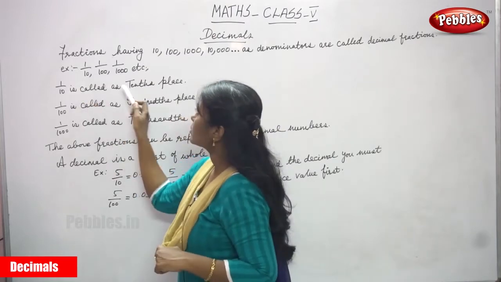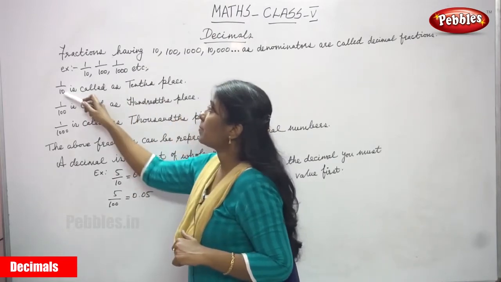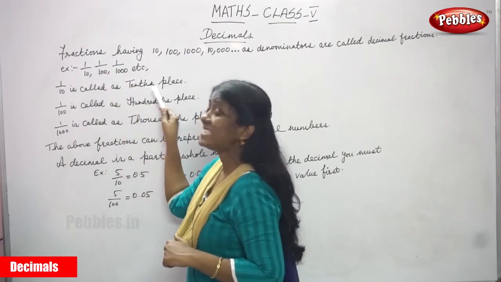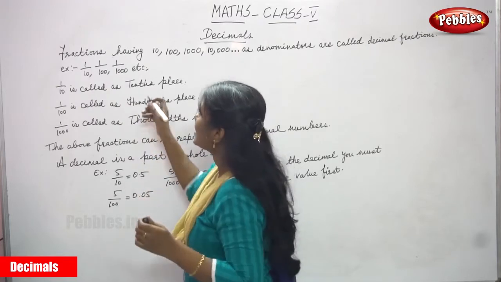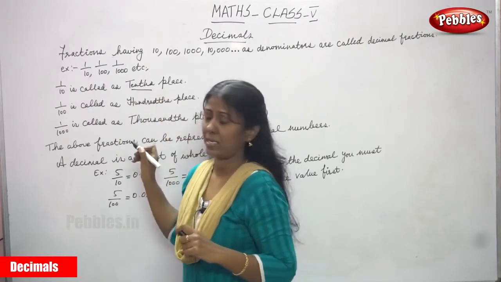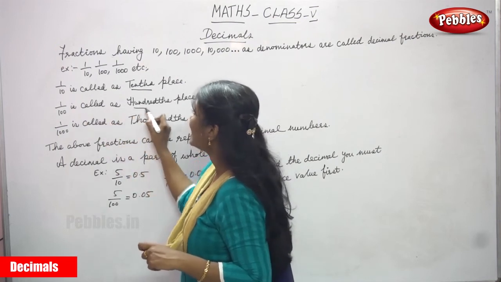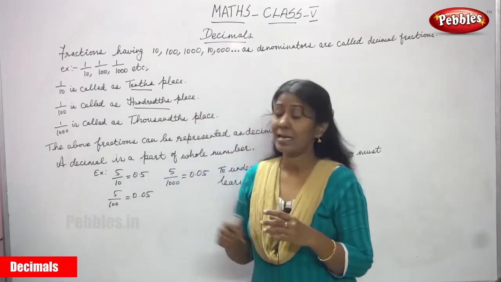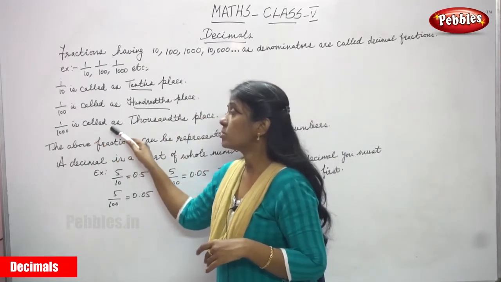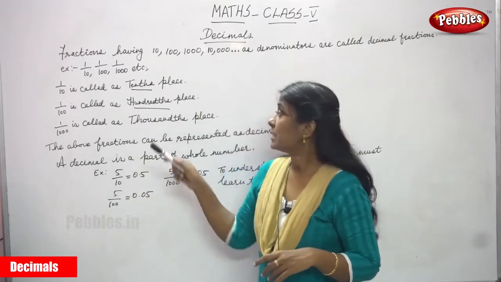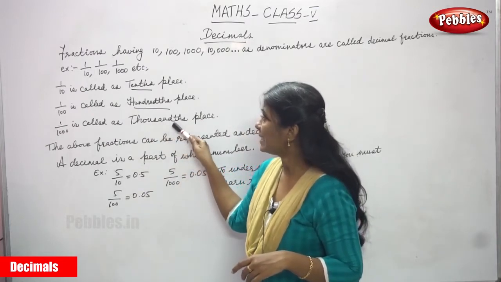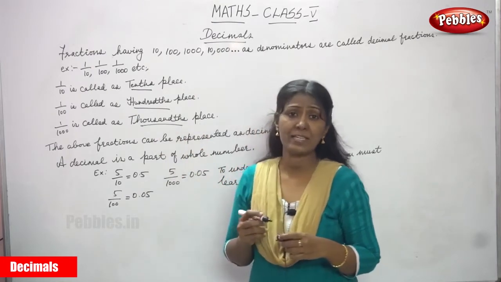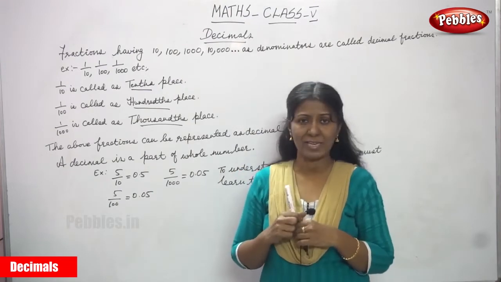Next, 1 by 10 is called the tenths place. T-E-N-T-H-S, tenths place. 1 by 100 is called the hundredths place. H-U-N-D-R-E-D-T-H-S, hundredths place. 1 by 1000 is called the thousandths place. T-H-O-U-S-A-N-D-T-H-S, thousandths place. So remember these words, it is very essential because these are the place values of decimals.